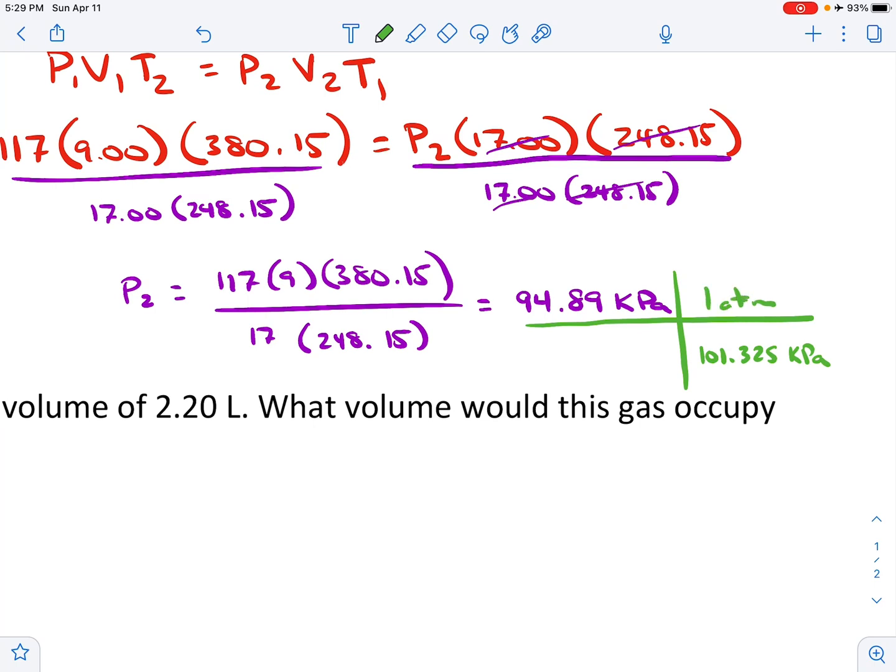I found that on the back of my periodic table, or maybe I just knew it, but either way, still works. So we're going to divide that number by 101.325, and our answer is going to be, keeping two decimals, 0.94 ATM. And we are done. Kind of went in a little bit of a round, but we made it. Okay? Everybody good there? Awesome.